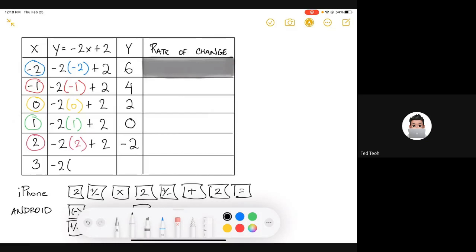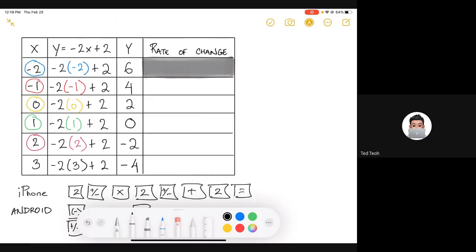It's going to be negative 2 times 3 plus 2. So negative 2 times 3 is negative 6. Negative 6 plus 2 is negative 4. All right. So finding out the Y values, all you've got to do is calculate it using the X values that are given.